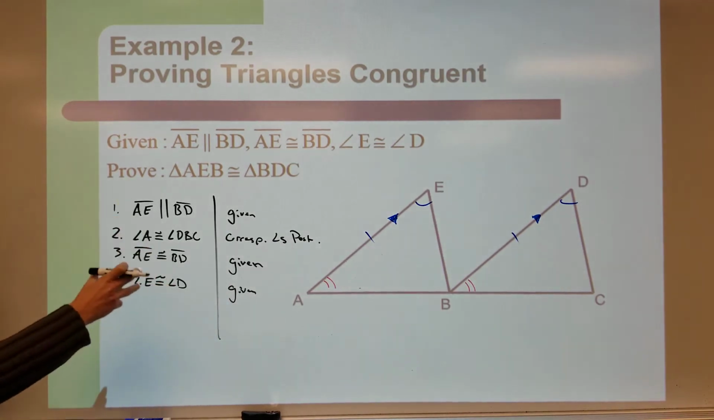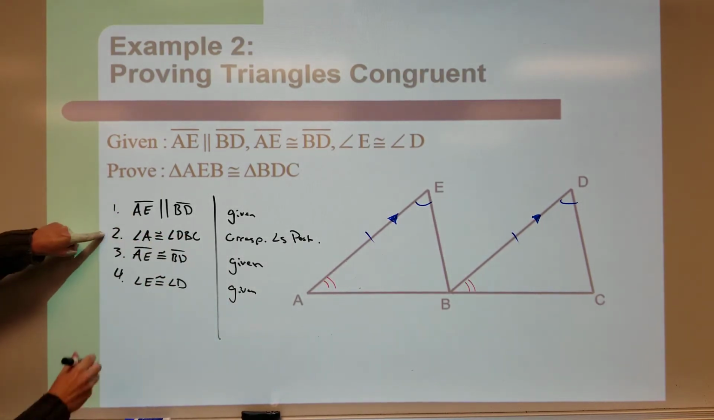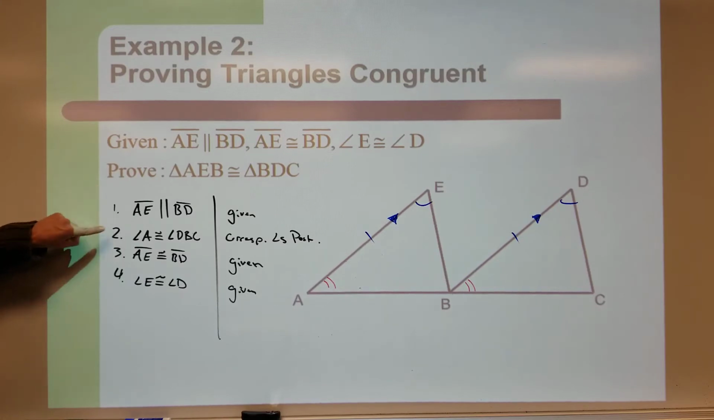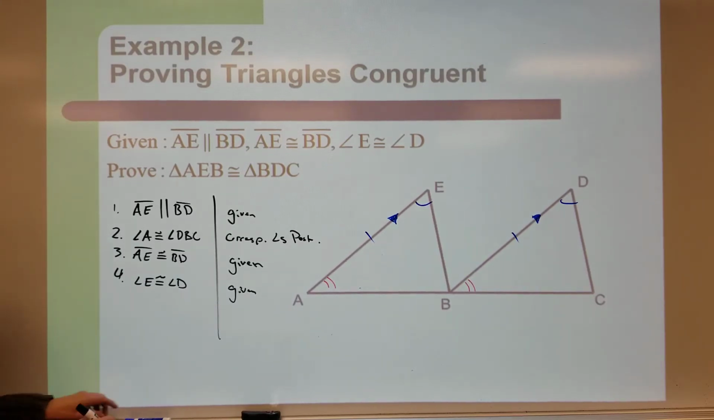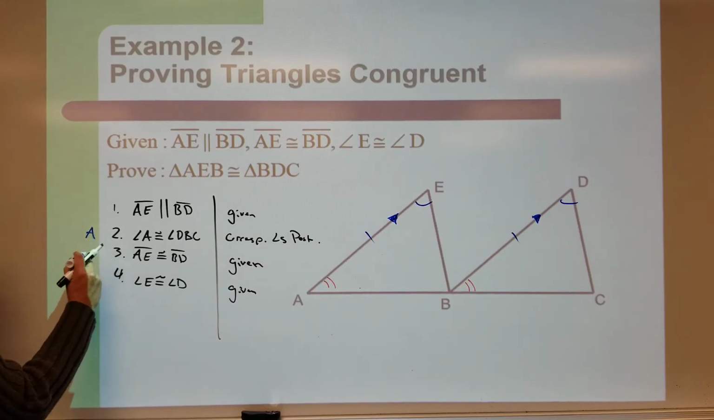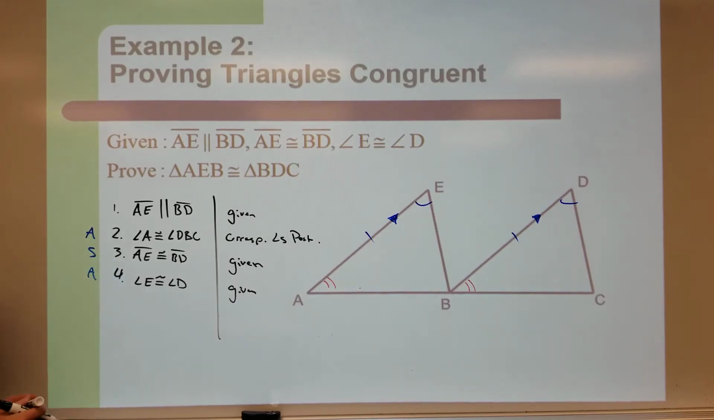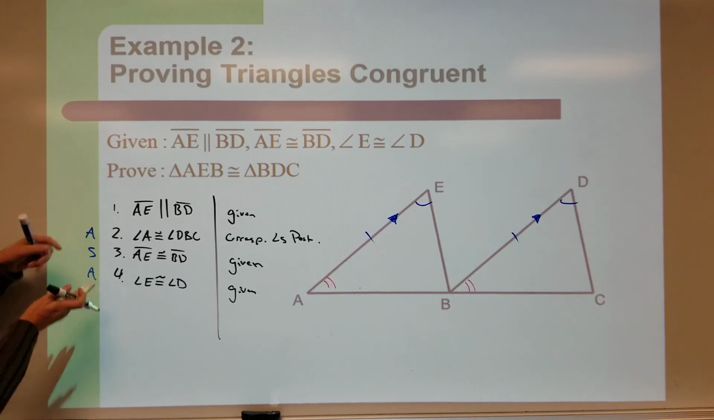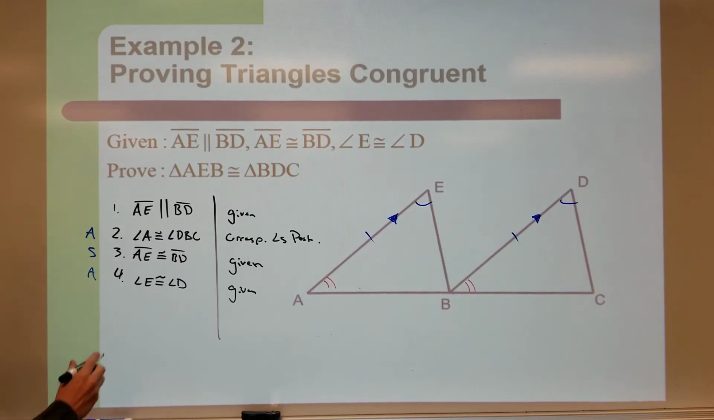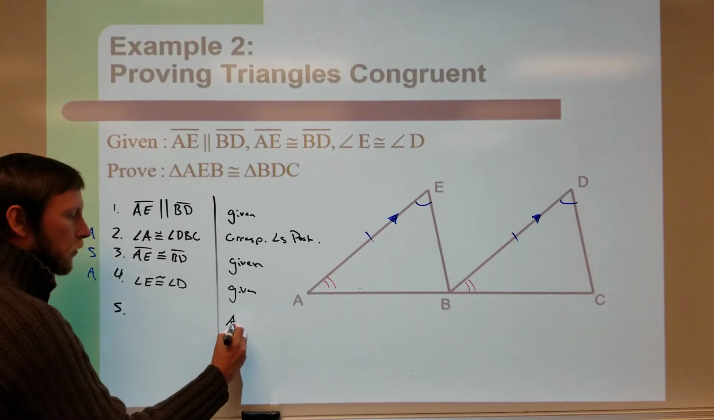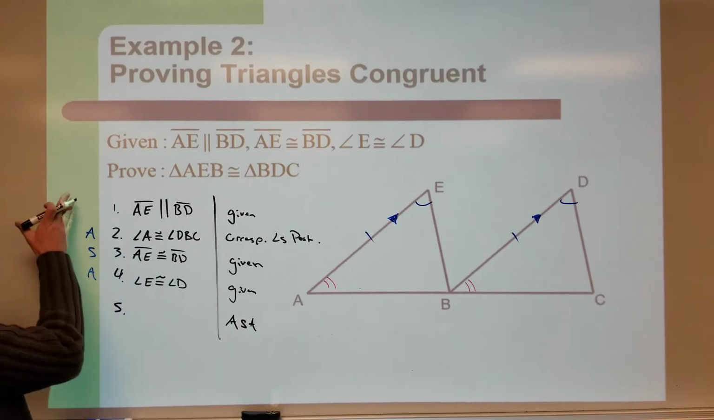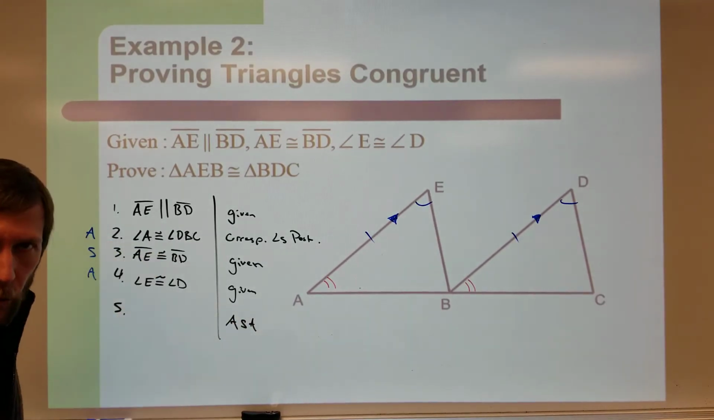We don't have to have these in this exact order, but step 2 has to come after step 1. I cannot make this statement unless I make that statement. The reason why I put them in this order is so that we can show that we have a pair of angles, a pair of sides, a pair of angles, and that the pair of sides is included between the pair of angles. And since we are going to use the angle-side-angle postulate, I wanted to structure my proof in that way.